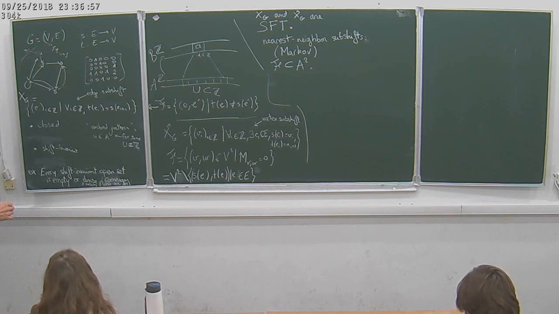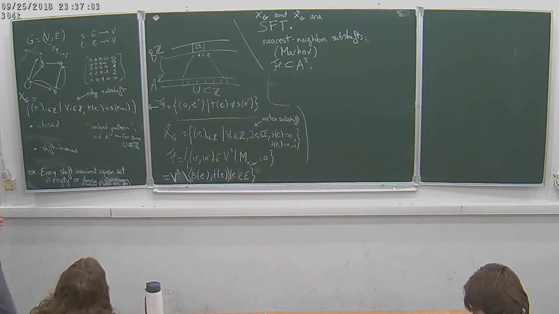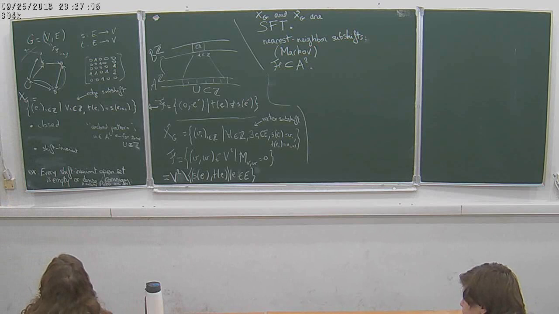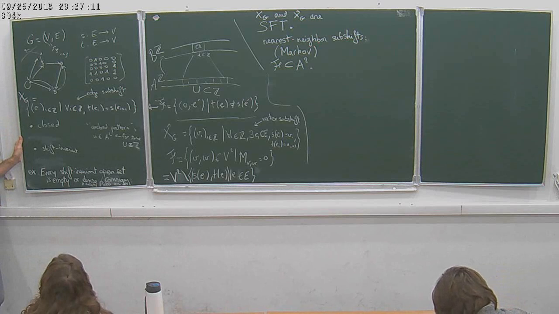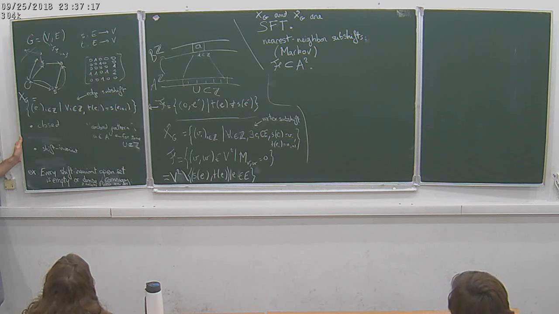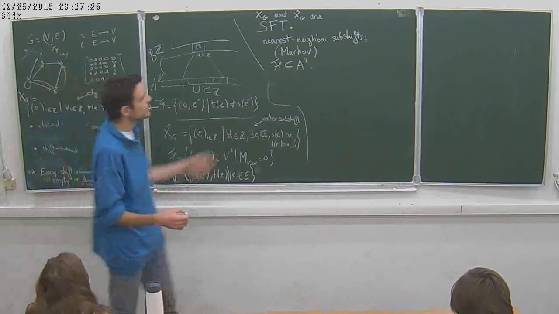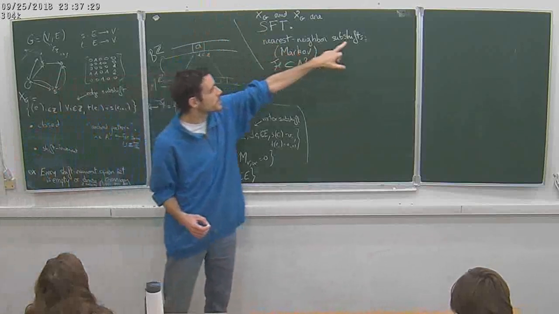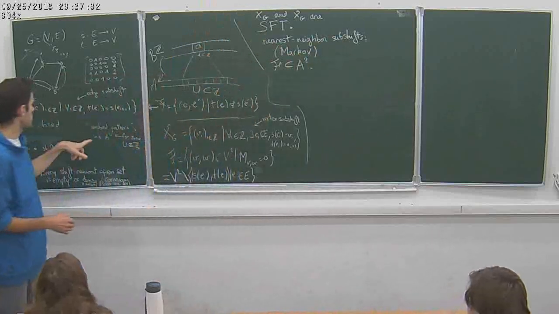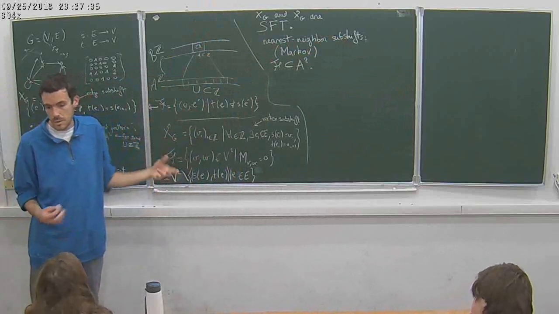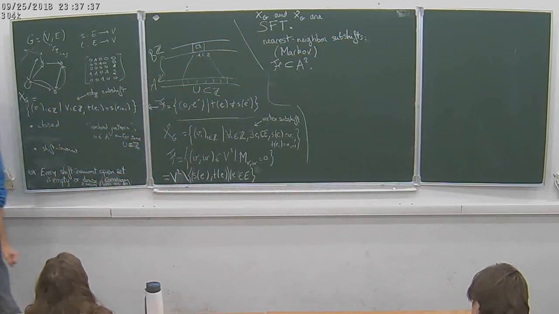Okay, so conversely, can you give me a nearest neighbor subshift which is not a vertex subshift? So maybe you take 5 minutes now and try to prove that every nearest neighbor subshift is a vertex subshift, or to prove the contrary, or to prove that there is one which is not.